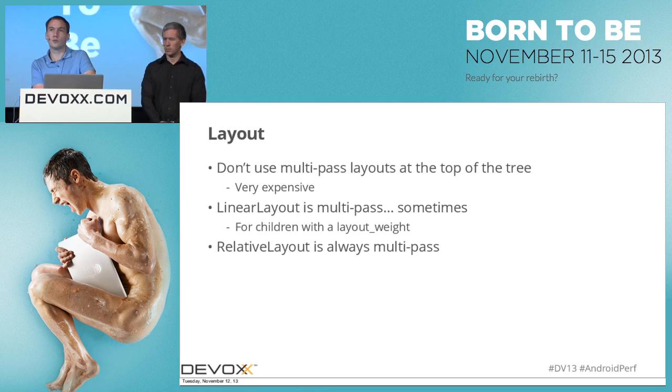And you can imagine that when you put one of those things, a relative layout, at the top of your view hierarchy, it's going to cause all the children to be measured twice. And if those children cause their own children to be measured twice, then the leaves are being measured 4 times. So it's an exponential issue, and you should really avoid it.